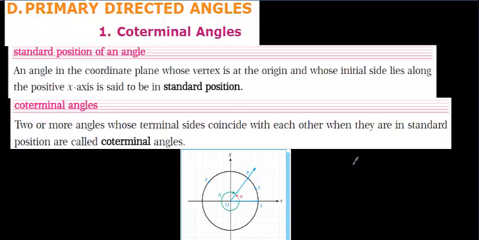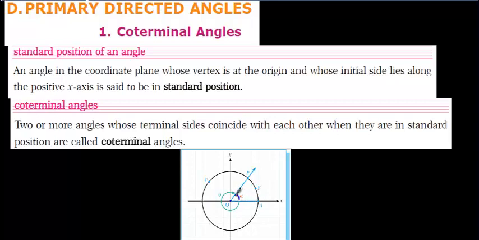In this video, we are planning to study coterminal angles and primary directed angles. Before that, we should give the definition of the standard position of an angle. The standard position of an angle means the angle in the coordinate plane whose vertex is at the origin, and whose initial side lies along the x-axis.